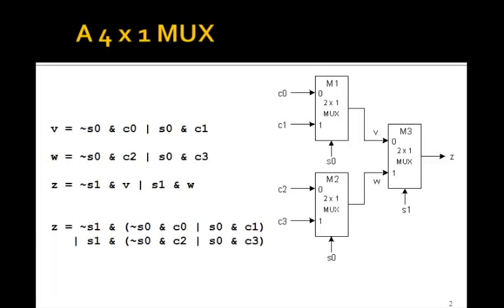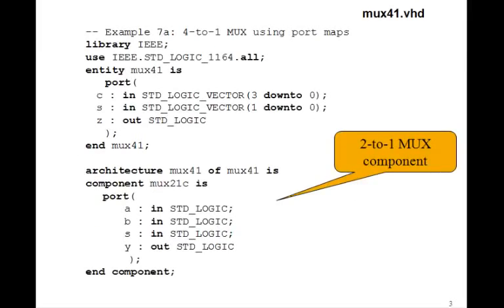You remember from example 17, we saw that we could design a 4-to-1 MUX out of 3 2-to-1 MUXes. Well, we just saw how we could make a component for a 2-to-1 MUX in the last example. So let's see how we can make a 4-to-1 MUX using the component MUX21C.